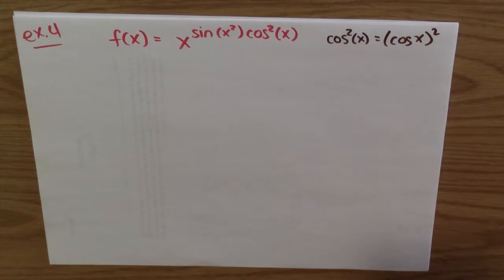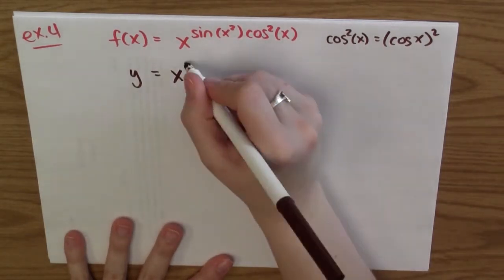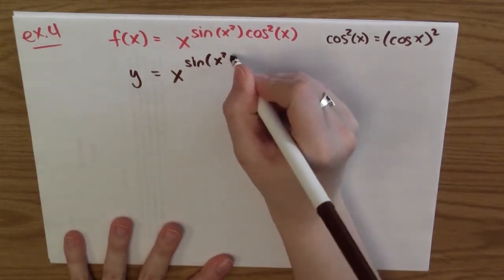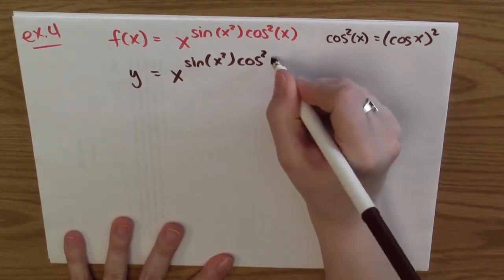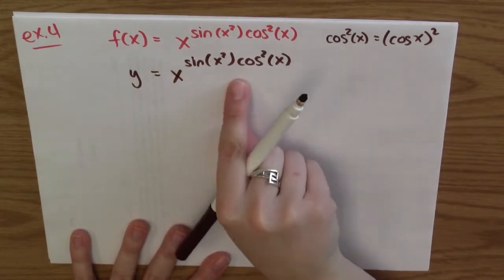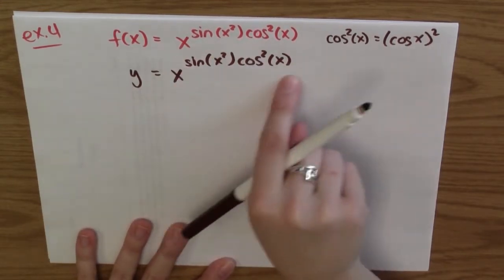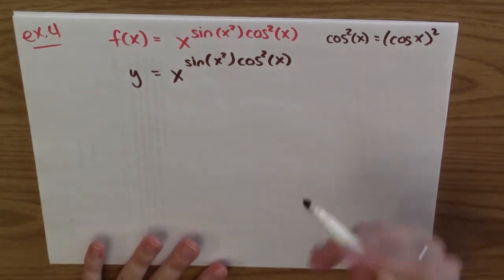The best way to do this is actually to use implicit differentiation. So we'll get a little practice with that. Let's write y is equal to x to the power sine x squared cosine squared of x. And then since all of the interesting things here are in the exponent of an x function, what I want to do is get it down from the exponent. That would make everything easier for me.